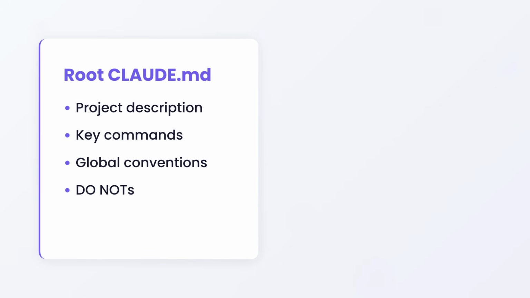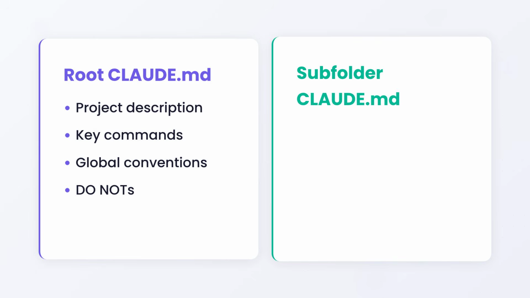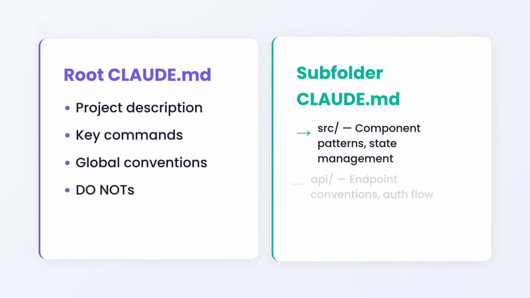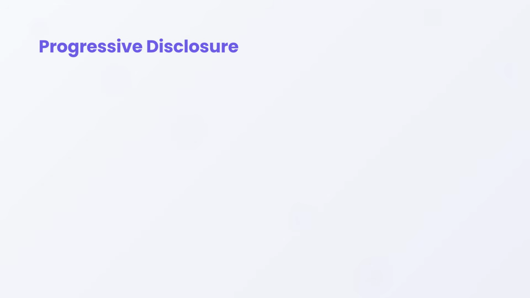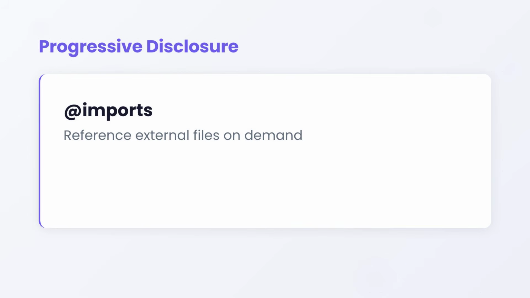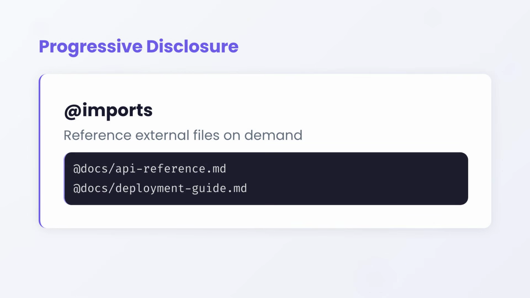Your root file stays small, maybe 50 to 100 lines. Project description, global commands, universal rules. Then each subfolder gets its own focused file. Your src folder gets component patterns. Your API folder gets endpoint conventions. Your database folder gets migration rules. There's another trick. Reference detailed docs instead of inlining everything. Add a references section that points to your README, your API patterns doc, your auth flow. Claude reads these on demand, not up front.